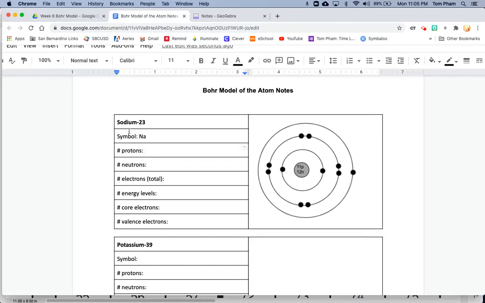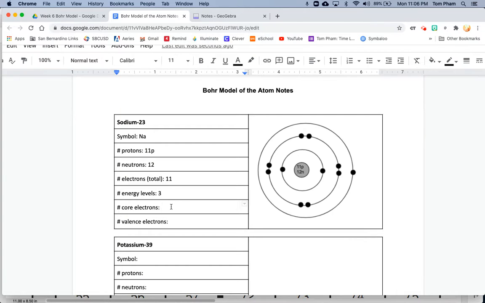Let's take a look at the model we just drew. Number of protons right here, that would be 11 protons. Number of neutrons, since the mass is 23, the number of neutrons will be 12. The total number of electrons, we said, has to equal the total number of protons, so that would be 11. Number of energy levels, well, here's my nucleus. The number of energy levels would be 1, 2, 3, because I have 3 circles or 3 orbits surrounding that nucleus, so that would be 3 energy levels.